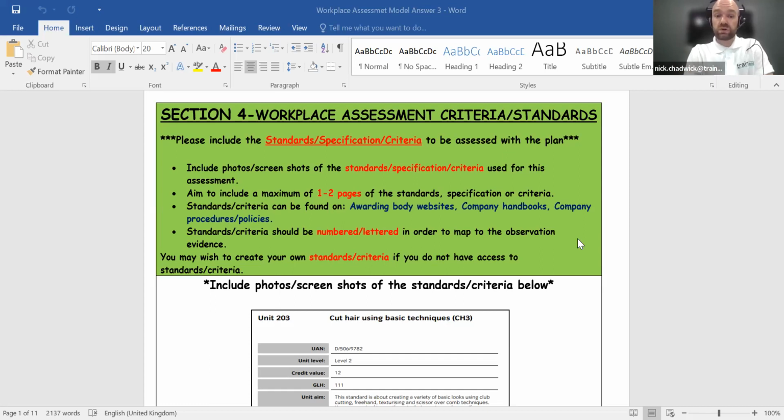Now, the criteria or standards can be a page or 2 pages maximum, and they can be found within an awarding body website. It can be found within, say, a staff or company handbook, or any type of company procedures or policies. This is going to be fantastic evidence as well, because this shows you how the learner should perform within their day-to-day role. My advice is for any type of standards or criteria to be numbered or lettered, because this is going to make it easier for you when you're mapping your criteria to your observation notes as well.